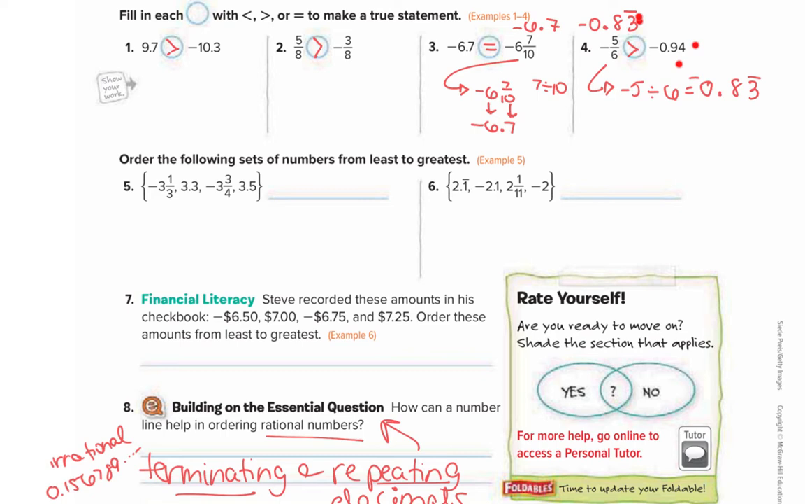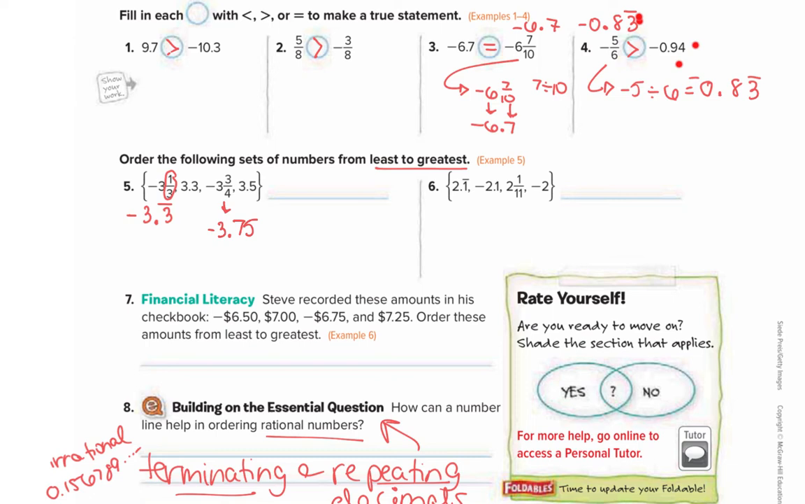Number 5, order the following sets of numbers from least to greatest. So again, the easiest way to do this is going to be to make them all decimals. So negative 3 1/3, we're going to do negative 3 point because the whole number goes in front of the decimal. Now we're going to do 1 divided by 3. And 1 divided by 3 is 0.3 repeating. Then the next fraction we have is negative 3 3/4. So again, the negative 3 goes in front of the decimal. Then we do 3 divided by 4, which is 0.75.